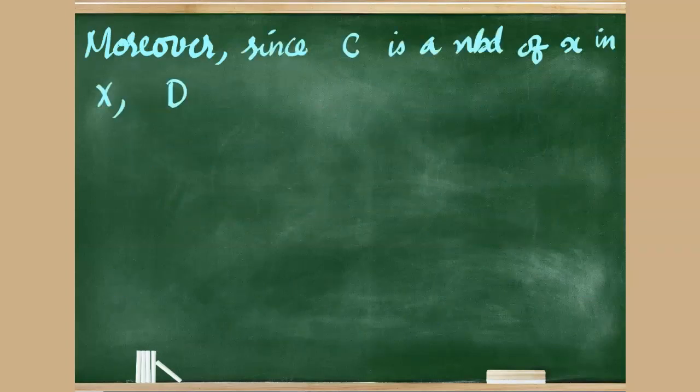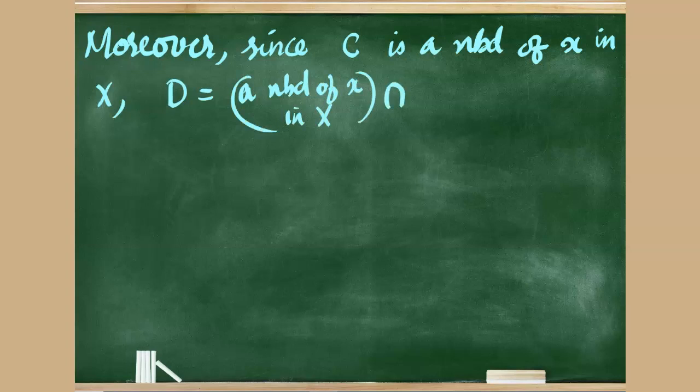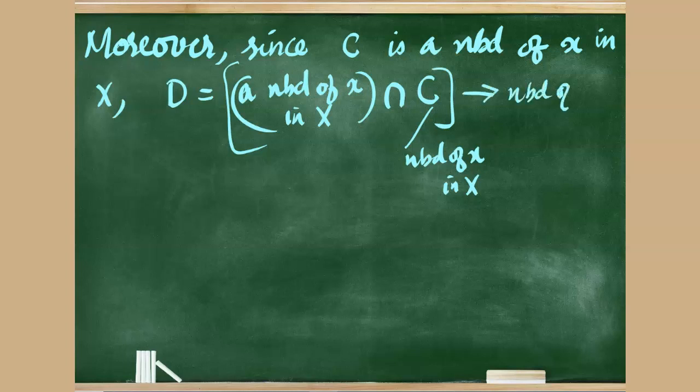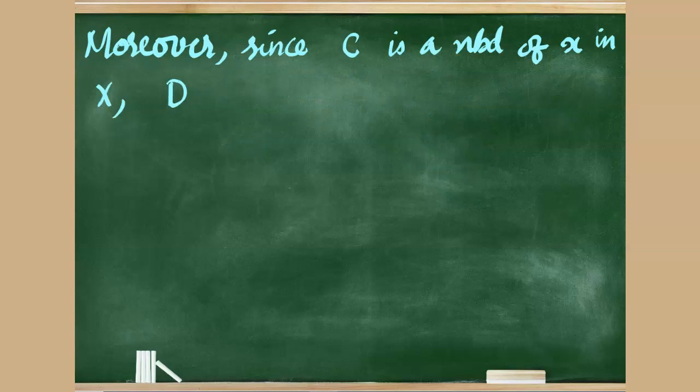Moreover, C is a neighborhood of x in the space X. D, which is a neighborhood of the point small x in the space C, will be of the form some neighborhood of small x in space X intersection with the subspace C. Since C itself is a neighborhood of point small x in capital X, this is the intersection of two neighborhoods of small x in the space X itself. So this intersection will also be a neighborhood of small x in capital X. So D is a neighborhood of the point small x in space X also.